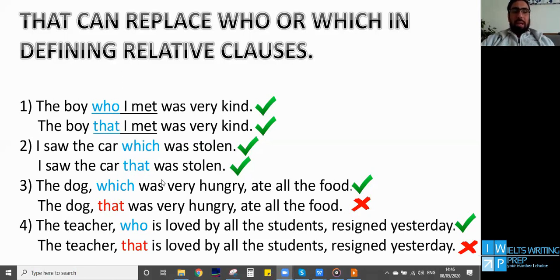Now here we have a comma. So after a comma, we cannot use that. This is a very common mistake. Even in the essays that I shared with you, the 7 essays that you wrote, some of the students have written comma, that. So it is a common mistake. With which and who, we don't want to use that as a replacement in non-defining relative clauses.